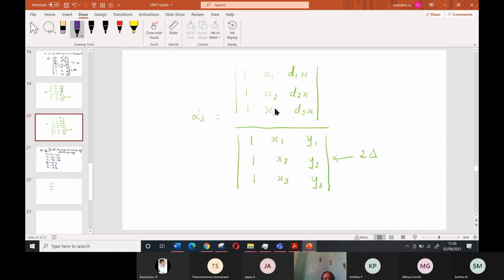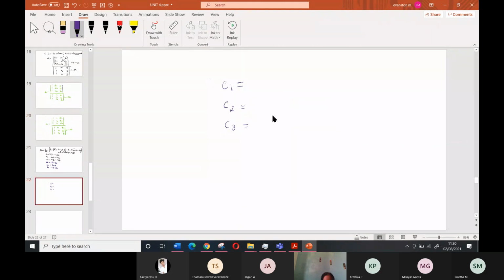So you have to write from here: C1, C2, C3. You have to write from this one. Somebody tell me the correct answer. Can you tell me the value of C1? X2 minus X1. No, X3 minus X2. C1 is X3 minus X2. Is it correct? How many of you agree with this? Yeah, this is the correct answer.